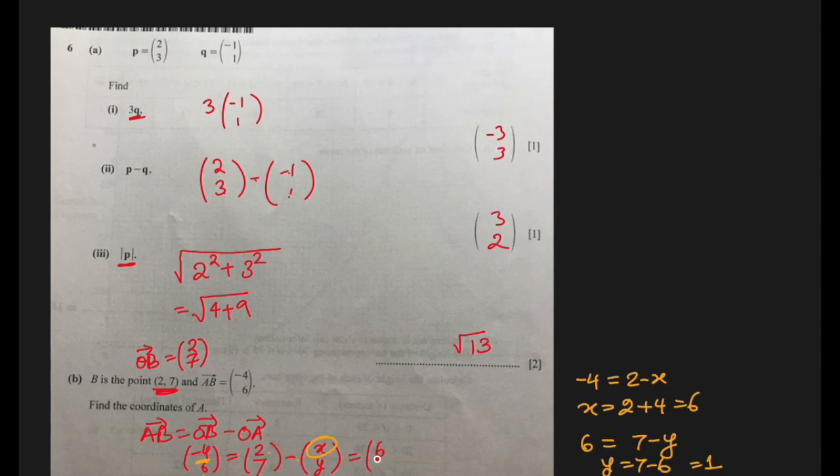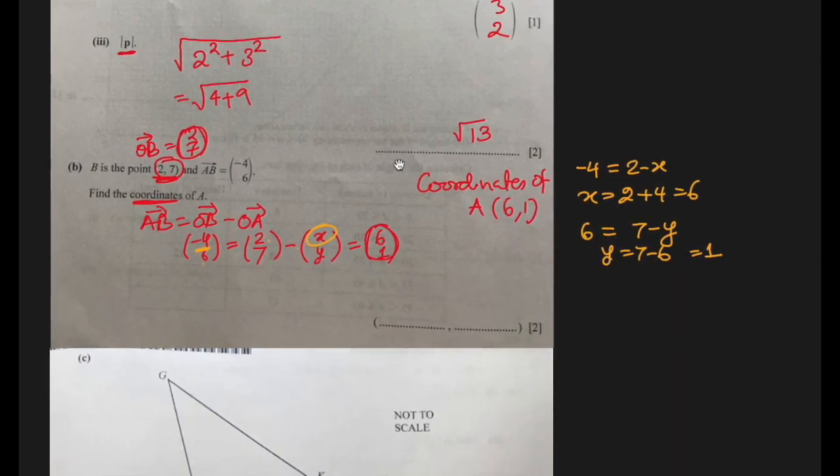So (6, 1). But this is a position vector, right? So convert this to coordinates. Just like we converted coordinates into a position vector, we'll convert this position vector into coordinates. So the coordinates of A are (6, 1), and that's it.